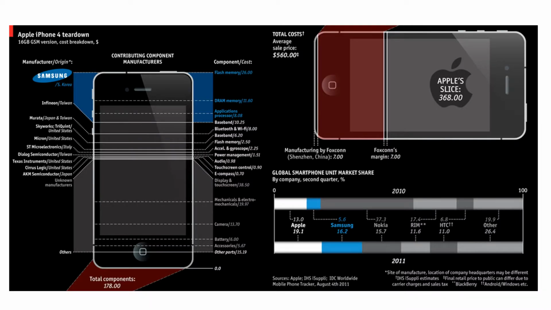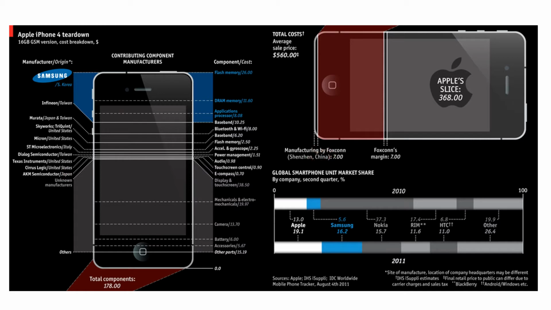A good example would be Apple and the iPhone. If you look at the manufacturers of the components that go into an iPhone, you can see they come from a really wide variety of different countries. So, for example, the memory comes from South Korea, there are parts from Taiwan, the United States, Italy, Japan. The things are all assembled in China.